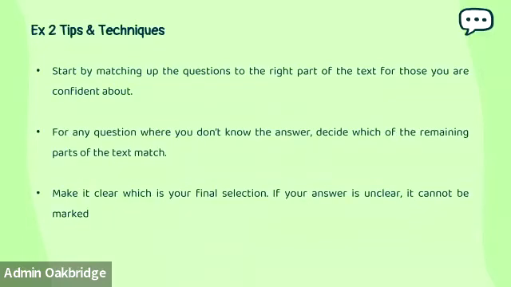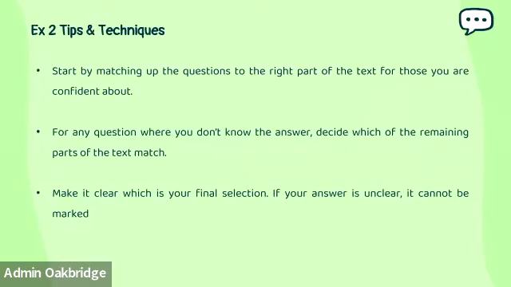And also, once you have already gone through the opinions and the passages, you can start by matching up the questions to the right part of the text. Okay, for those you're confident about. If you're very sure about the answer, you answer them first. And then you can try to do the rest of it, which you're not so sure of. Make it clear which is your final selection. If your answer is unclear, it cannot be marked. Remember, you cannot write more than 1 letter. Only 1 answer is accepted. If you put A/B, it's wrong, okay? They only ask for 1 answer, so you should give only 1 answer.